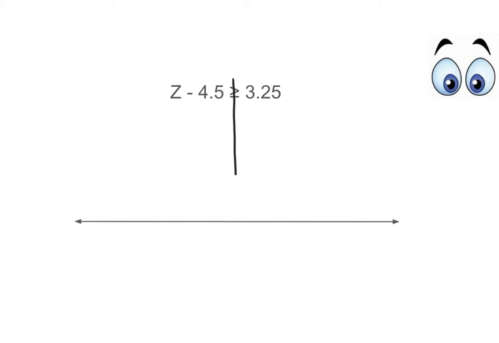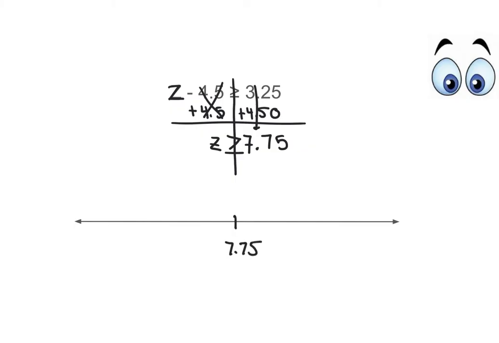Here we have greater than or equal to. We're going to isolate the z. The opposite of subtract is to add 4.5 to both sides. Opposites cancel, leaving us with z is greater than or equal to. And now we're going to annex in a 0, and we're just going to add. Bring your decimal point straight down. z is greater than or equal to 7.75. Our circle will be filled in because 7.75 could be a solution or anything greater than.